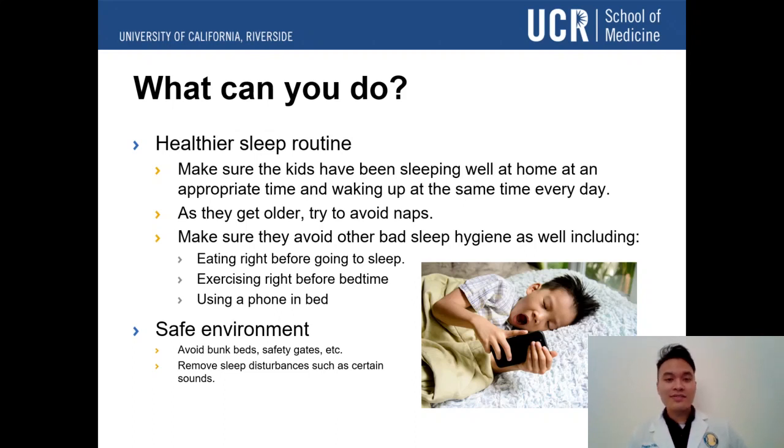Or this is obviously a big one, and I'm sure everyone's seen this: using a phone in bed. I'm guilty of it. I'm sure kids are into it nowadays too, and so that's something you want to look out for. And making sure that they have a safe environment. This is another important thing that you can do. You want to avoid bunk beds. Maybe try safety gates. You want to remove sleep disturbances such as certain sounds. Those are things that you can do to make sure that they have the safest, most comfortable sleeping environment that they could.